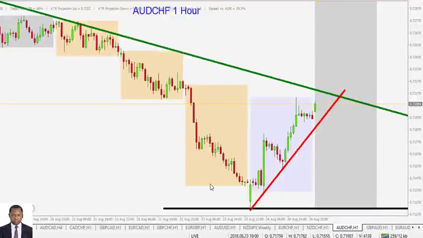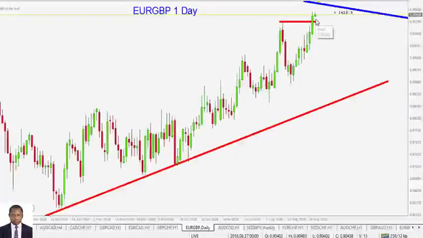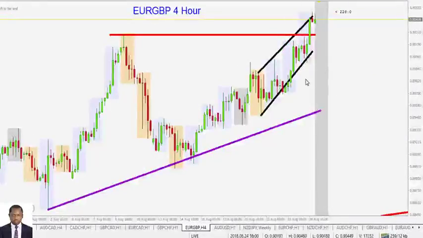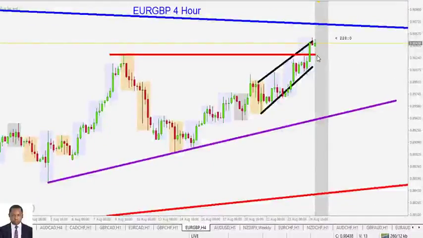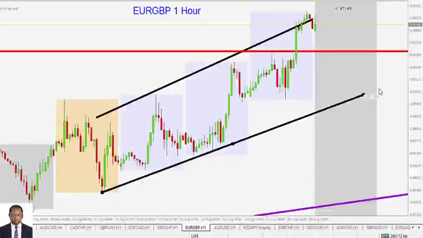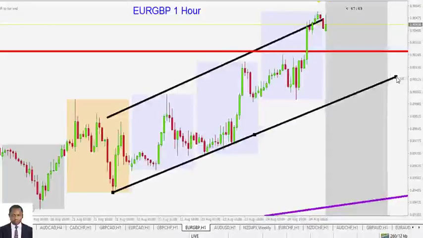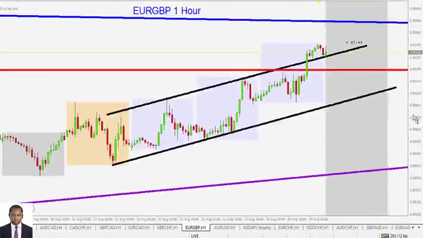Euro against the sterling pounds. Well, the euro is quite a strong currency in the market at this time. The sterling pounds is also trying to gain some strength, but the euro is quite stronger than the sterling pounds. Even though it is moving sideways in the hourly time frame, you can see that it is pushing to the upside. The euro is stronger than the sterling pounds.